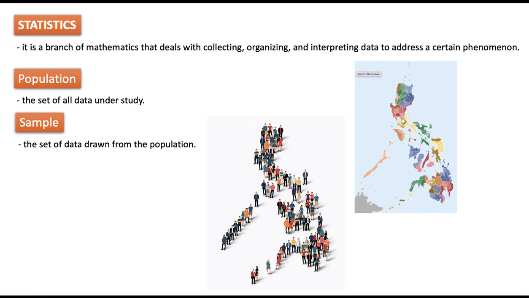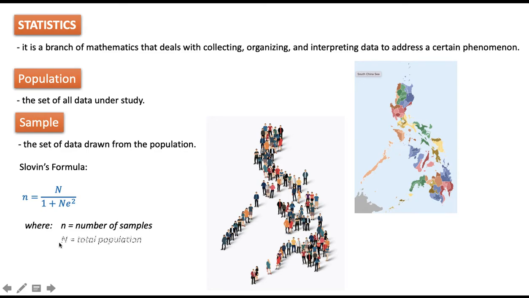100 million Filipinos? Slovin's formula is used to determine an adequate number of samples to be used in a population. And the equation is n is equal to capital N over 1 plus capital N times E squared, wherein small letter n represents the number of samples, capital letter N represents the total population, and E represents the margin of error.